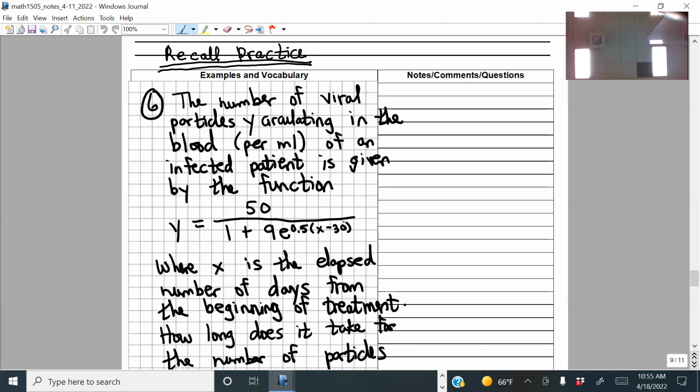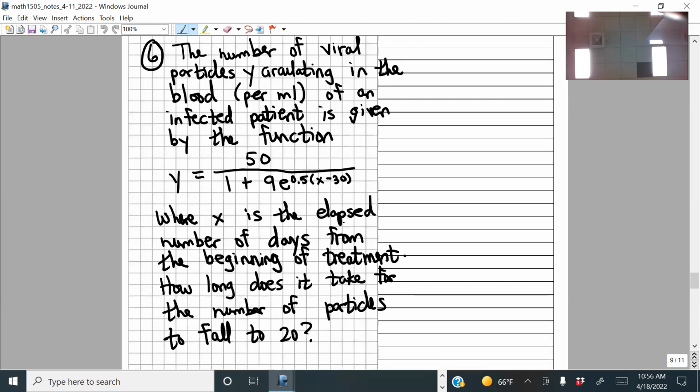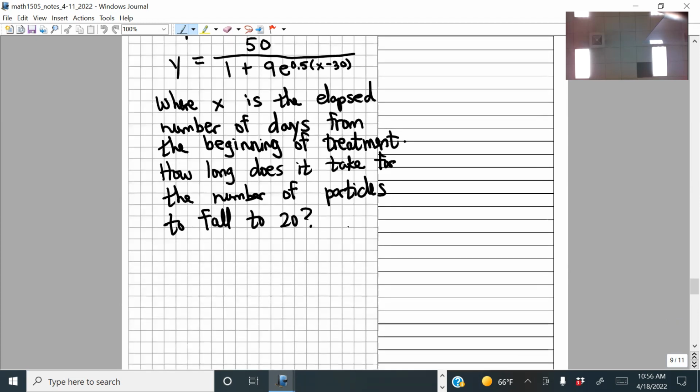So the number of viral particles circulating in the blood per milliliter of an infected patient is given by this function. It's like a complicated function, but that is a good function to model this sort of situation. I'll show you a graph of this function where x is the elapsed number of days after beginning treatment. And we want to know how long it takes for the number of particles to fall to 20, because probably in this problem, if the number of virus particles falls below 20, that cannot be detected, okay? By standard tests. So probably that patient is considered to be cured at that point, all right? Even though they might still have some virus in their body, but for all practical purposes, they're well.